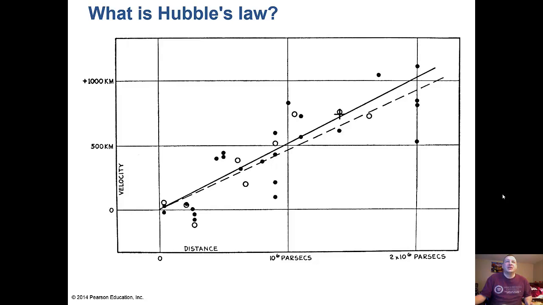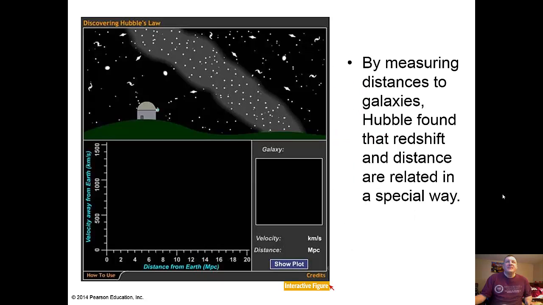So what is Hubble's law after all? Here's Hubble's actual drawing of it. By measuring distances to galaxies, Hubble found that redshift and distance are related in a special way. And redshift is a spectral feature in those spectral lines where the lines are shifted more to the red end of the spectrum, indicating a radial velocity going away from us. Just like with radar and weather beams looking at rain, a redshift means the object is moving away from us, and the more the redshift there is, the faster it is moving away from us.